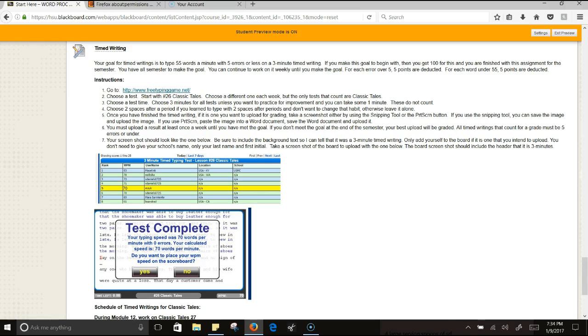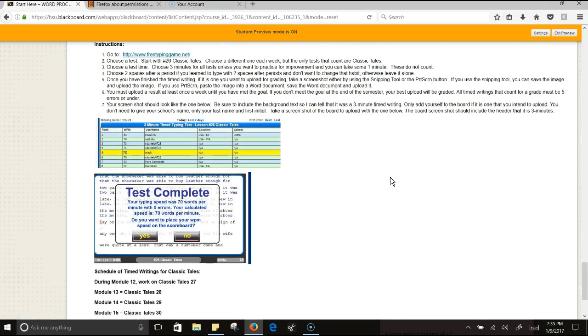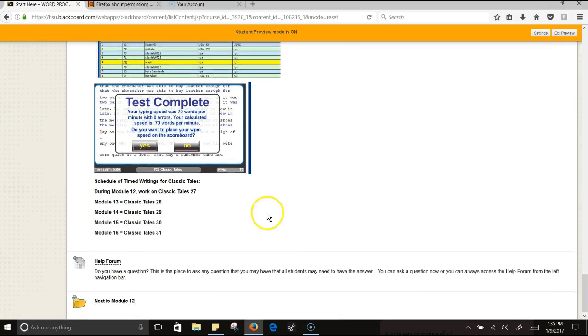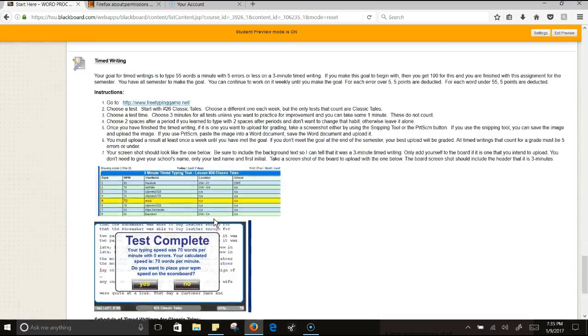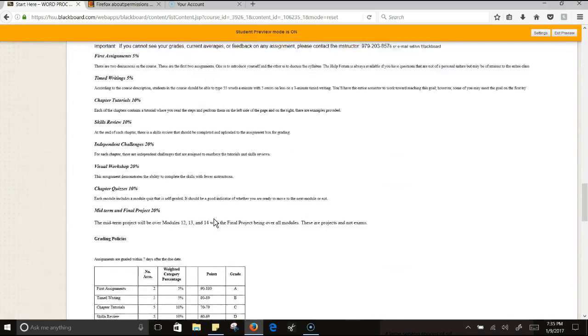If you make it this week and get 100, great, then you are done for the semester for this percentage of the course. If you don't, you can keep trying it each week. There's a schedule of which one you'll be doing each week and trying to improve so that you can make a higher grade. So you have all semester to improve that grade up to 100. And that's what you need to do this week.